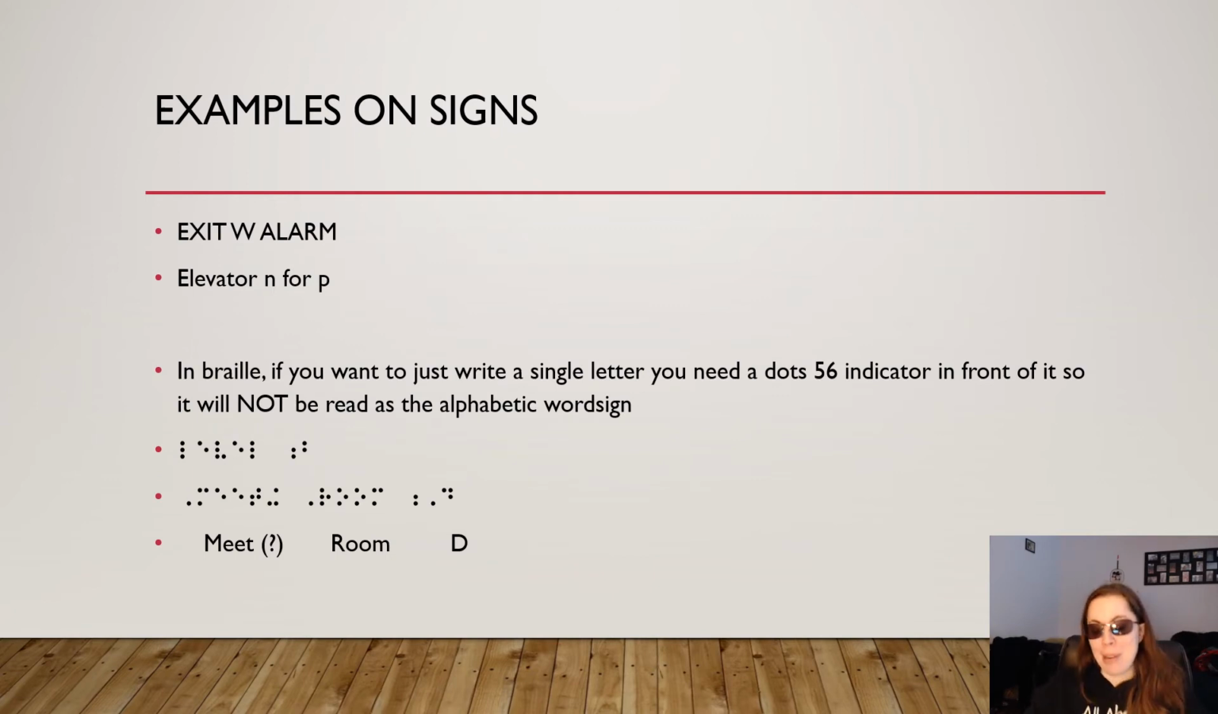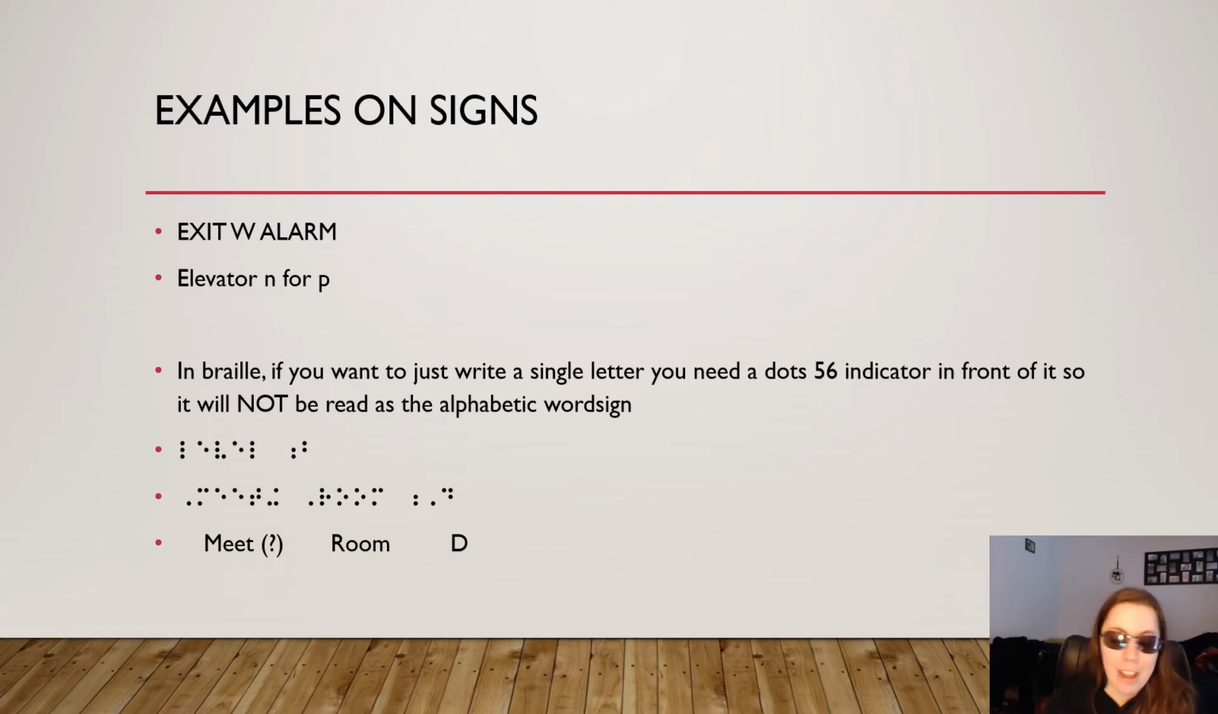You're O&Mers in this class, so I want to emphasize what this might look like on signage, Braille signs. Sometimes we see doors where the push bar says exit will alarm. That would just be brailled exit W alarm, and there'd be a contraction in alarm. Maybe you find a service elevator in a building. The sign may say elevator N for P, and you would need to recognize to read that as it's saying elevator, not for people, right? It's a service elevator. Sometimes that's the case.